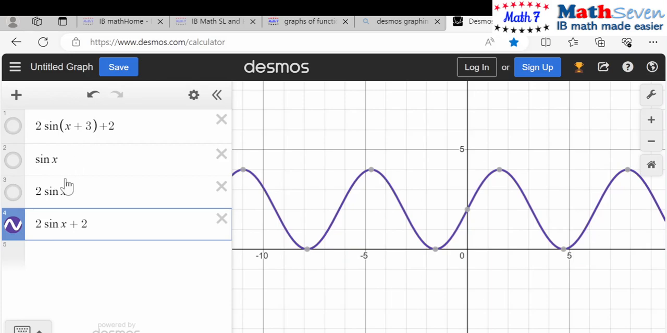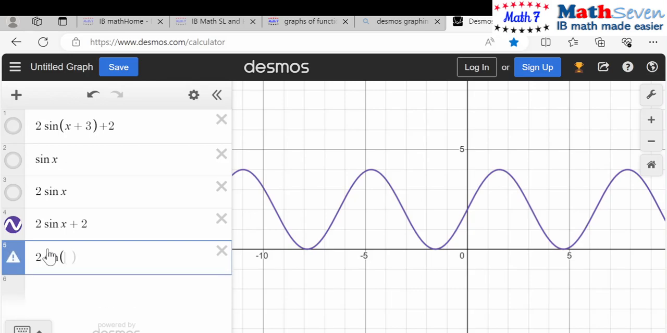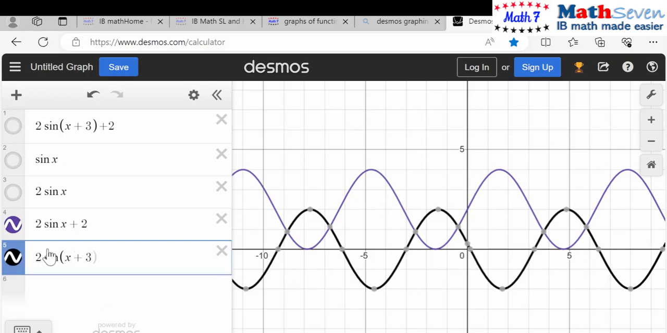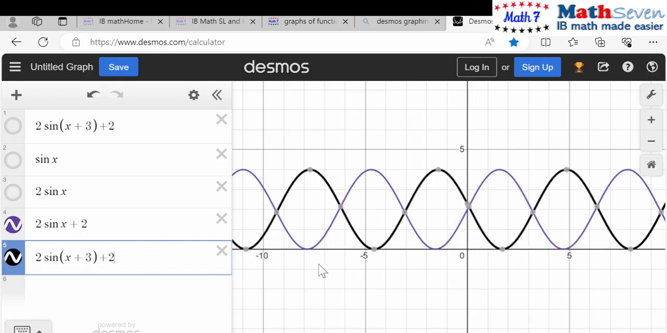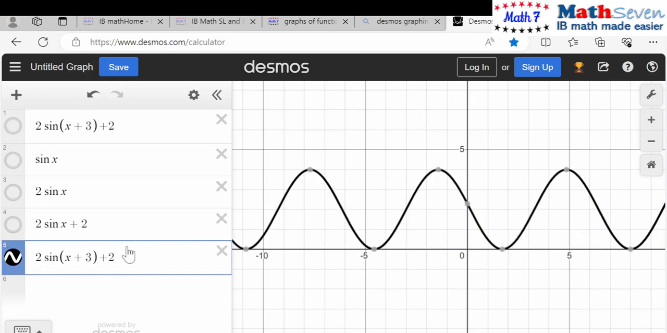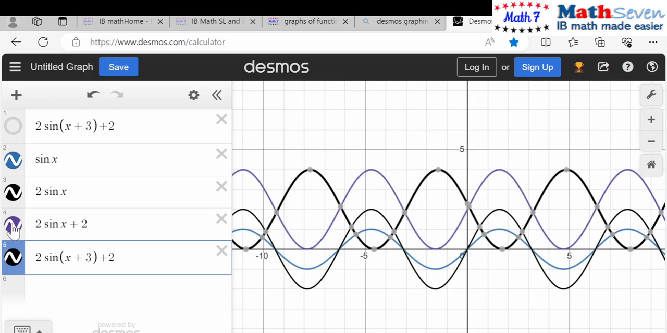And let's see now what this 3 does. So the last one, which is 2 sine x plus 3 inside the bracket. So look what happens. Okay, I'm gonna hide this. So it moved, right? This is the original graph, see? And this is stretched. And this is the one, so it moved it 3 steps to the left. Okay, which is our graph. Moved it 3 steps to the left.